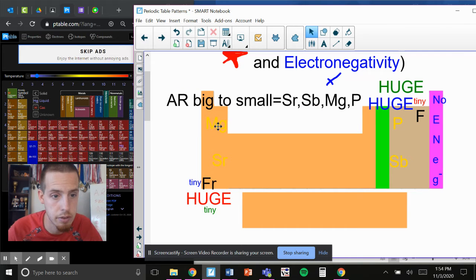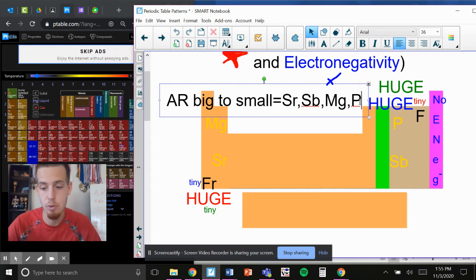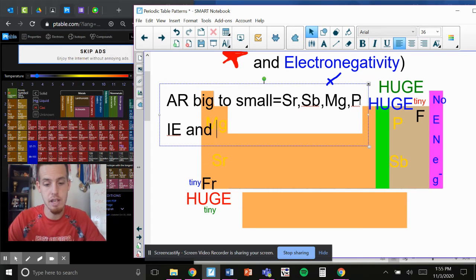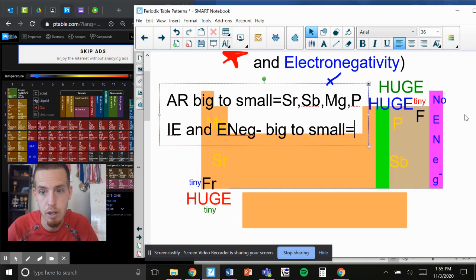here has 12. Again, both of these have 3 shells. Magnesium and phosphorus are both in row 3. Well, 12 protons isn't going to pull as well as 15. 15 wins. So the 15 is going to be brought closer in and be smallest, which means, kind of a cool way, ionization energy and electronegativity, big to small, it's the opposite. Just like we talked about before, right?